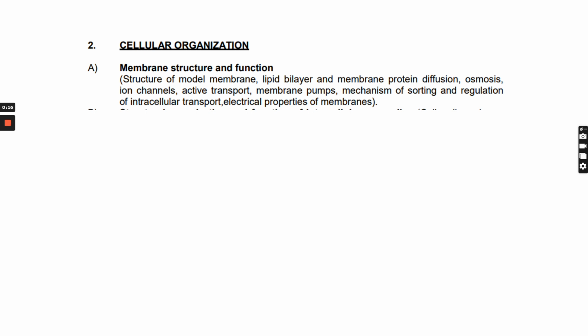So first, see the cell membrane syllabus for the CSIR NET. Here you can see that membrane structure and function contains some very important parts from which you will get 4 to 5 questions every year, that is, structure of model membrane, lipid bilayer and membrane protein diffusion, and the transport mechanisms. In this plasma membrane series we will cover all these parts in our subsequent lectures.